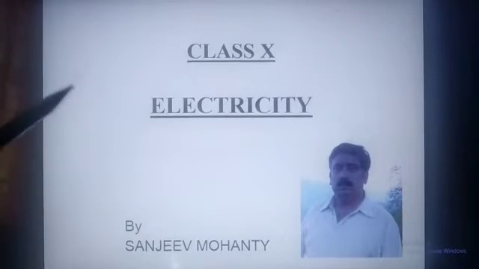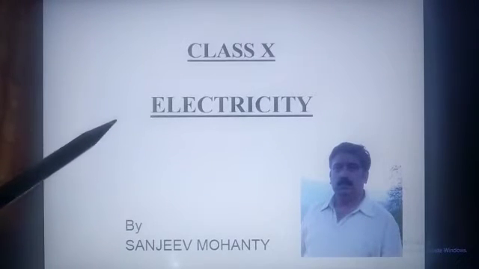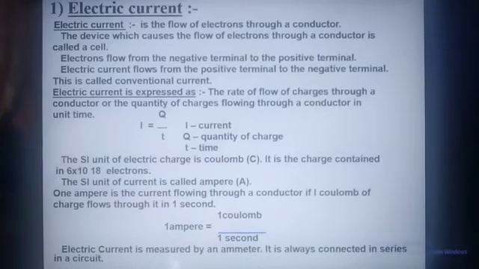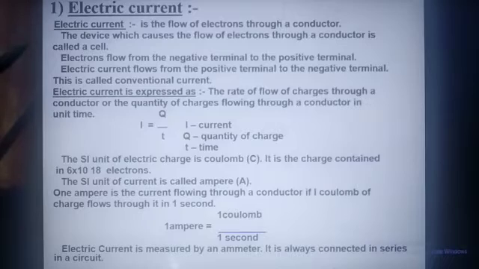Hello students, let us start the chapter today, electricity. As you know, electric current is the flow of electrons through a conductor. The device which causes the flow of electrons through a conductor is called a cell. Electrons flow from the negative terminal to the positive terminal. That is why electric current flows opposite to the electron flow, therefore from the positive terminal to the negative terminal, and this is called conventional current.